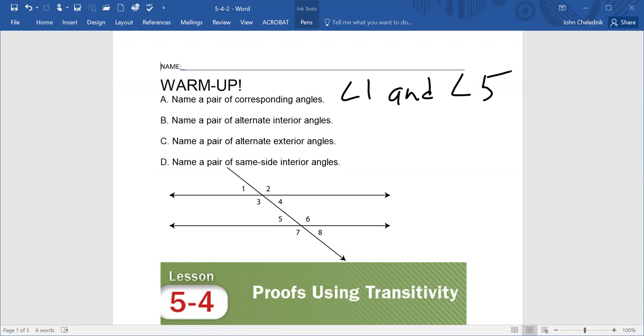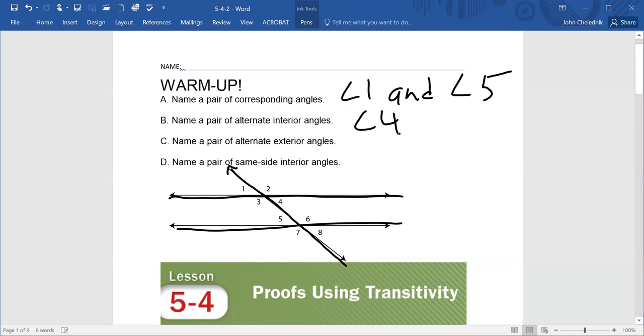Alternate interior angles are on alternate sides of the transversal. This is the transversal. It's on alternate sides of that, and they must be on the interior. And they must also be on the alternate parallel lines, although it's not actually given that these are parallel, but you know what I mean. So that would be angle 4 and angle 5, or you could write angle 3 and angle 6. That would work for that also.